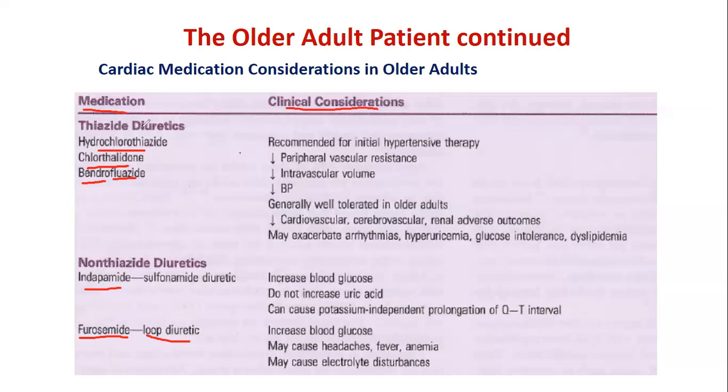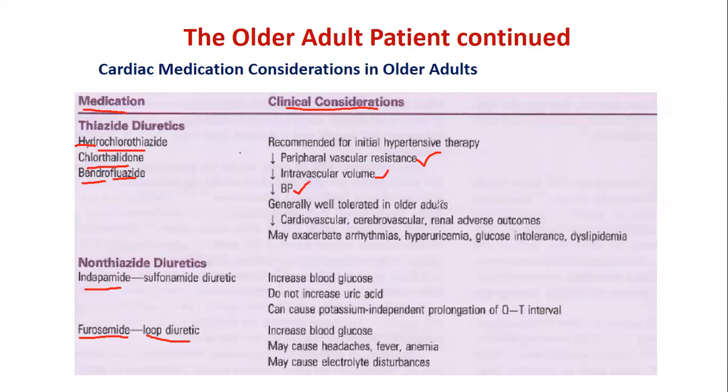So first one, thiazide derivatives, hydrochlorothiazide. If you remove hydro, it should be chlor, and this is another drug, chlorthalidone. A little bit change the ending, right? But it's the same thing. So what are the clinical considerations? The thiazide is basically recommended for initial hypertensive therapy. This medication reduces peripheral vascular resistance, decreases intravascular volume, and all of this leads to decreased blood pressure.